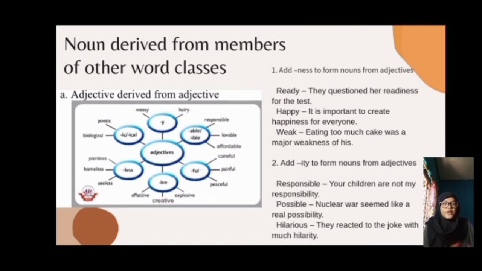Next, there is possible. The example of the sentence: none clear words seemed like a real possibility. Next, there is hilarious. The example of the sentence: they reacted to the joke with much hilarity.